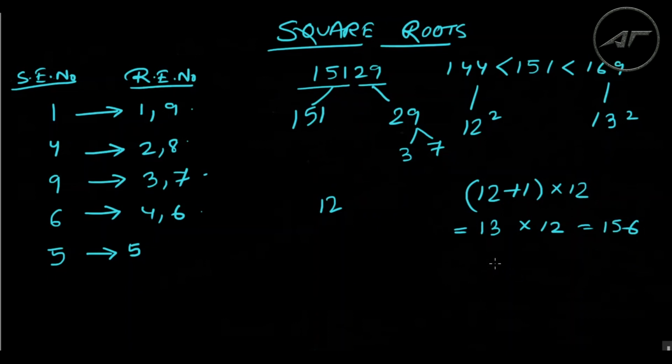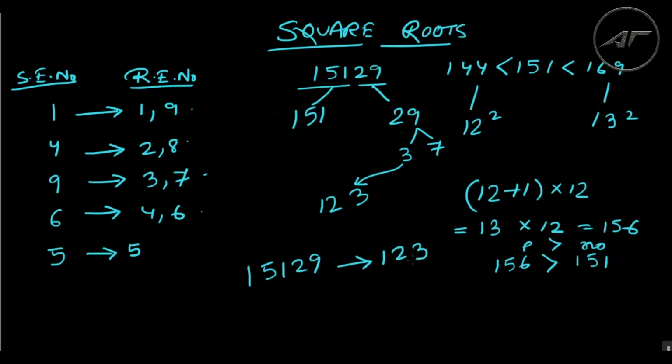Now 156 is greater than 151. The product is greater than the number. Therefore what we do is we use the inverse law again. If the product is greater than the number, we choose the lesser one, that is 3. Therefore the root for 15129 is simply 123. That's how we find it.